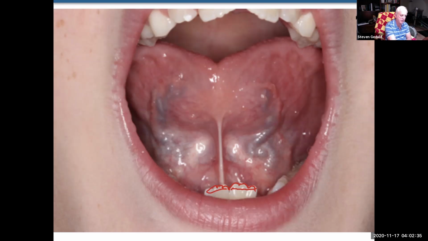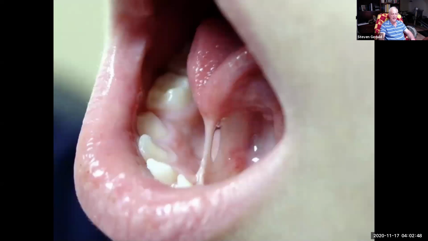You can see little ones up here too. So these teeth are not coming into contact. They're not using their tongue, it's inhibiting them from doing that, so the mamelons aren't being smoothed down. That's tongue tied. That's a severe case of tongue tied. That should never have gotten to this old of a patient.